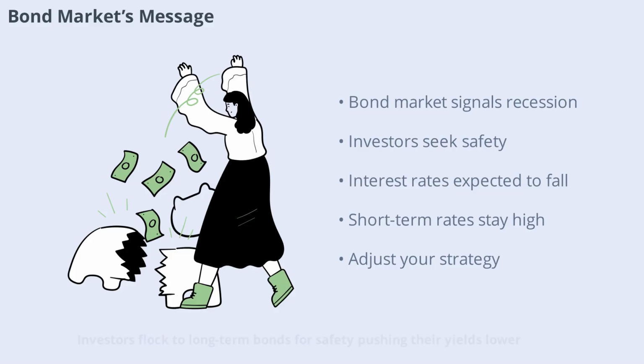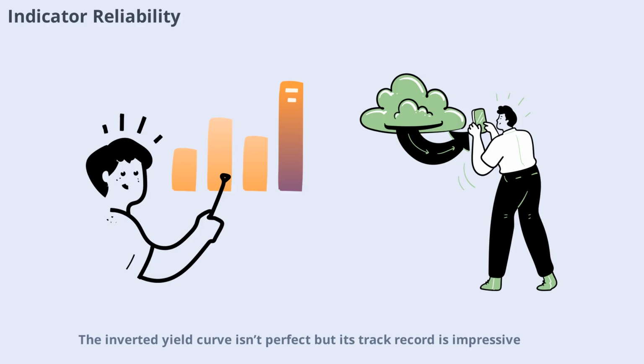Investors flock to long-term bonds for safety, pushing their yields lower. Meanwhile, short-term rates stay high or even rise. This dynamic creates the inversion and signals that trouble may be on the horizon. Understanding this message can help you anticipate changes in the economy and adjust your financial strategy accordingly. The inverted yield curve isn't perfect, but its track record is impressive.